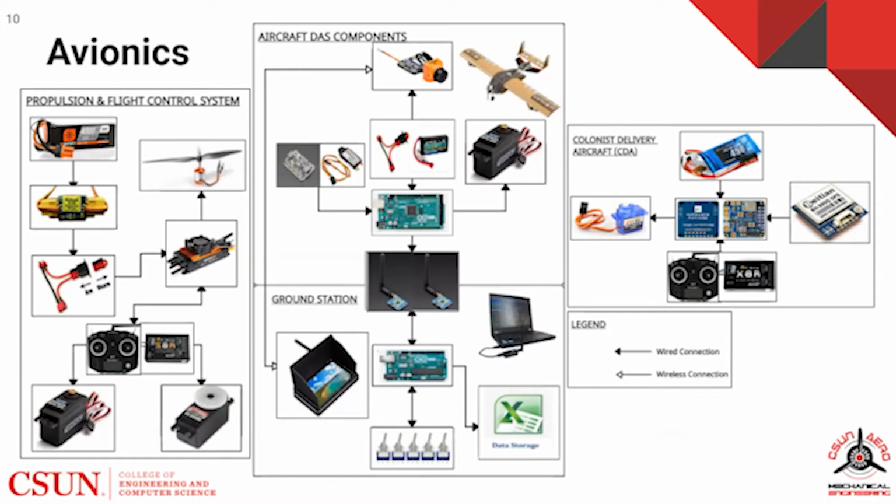Additionally, the FPV camera system transmits a live video feed from the aircraft so the payload specialist can guide the pilot towards the target area and allow the aircraft to precisely release the payloads. The final diagram on the right is a standalone system for the colonist delivery aircraft avionics.